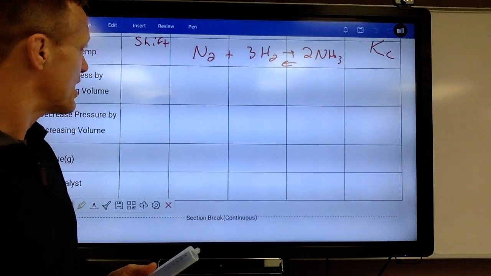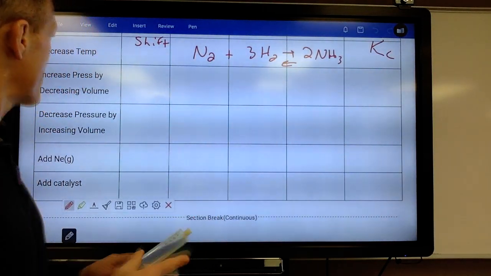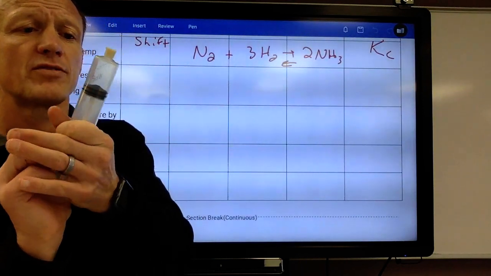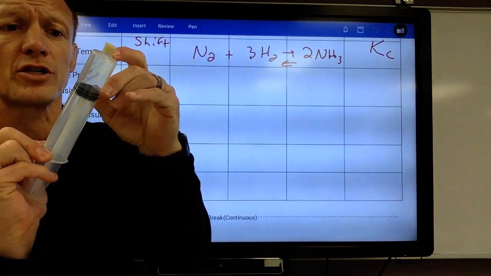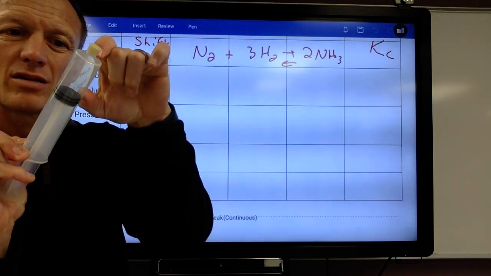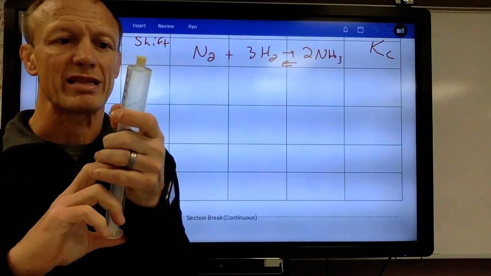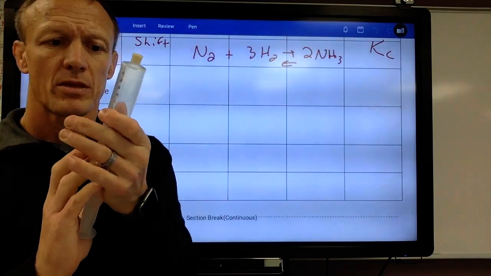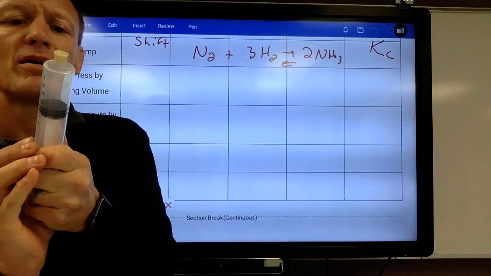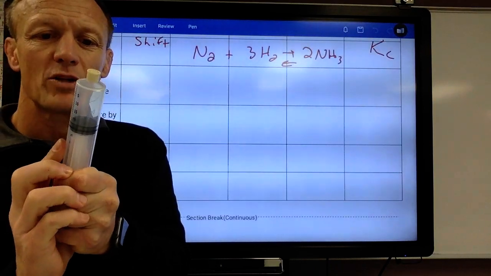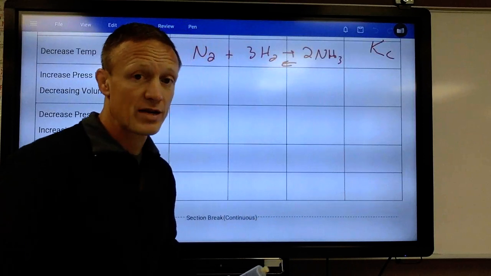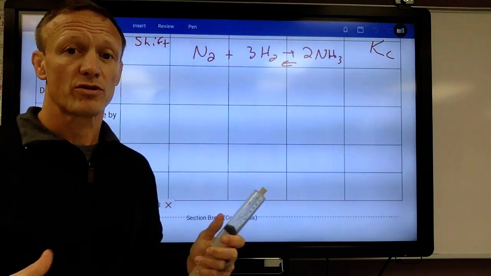If we increase pressure by decreasing volume, so decreasing volume increases pressure, you think about this now, there's less space in there. So we always want to shift in the direction where there's fewer moles of gas. Now all these things are gases in this reaction. We want to shift to where there's fewer moles of gas.